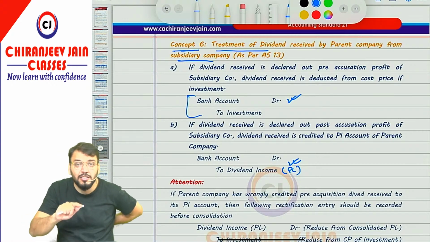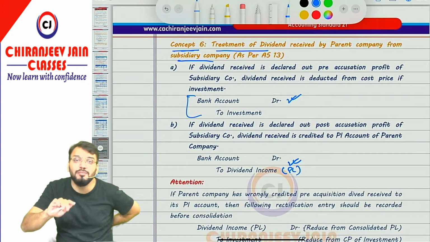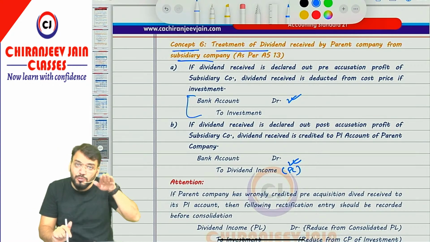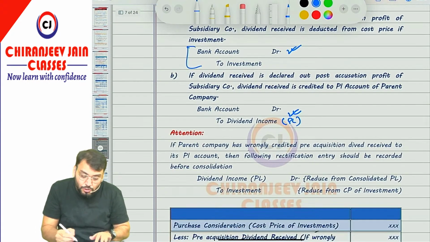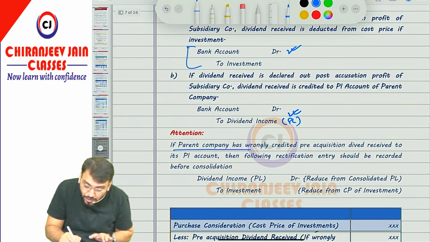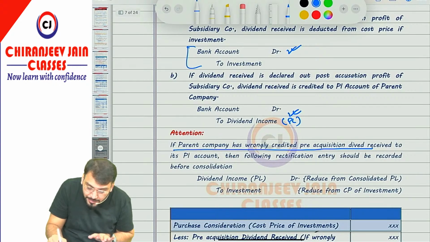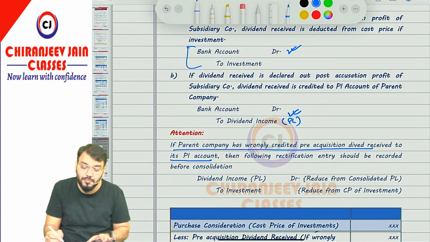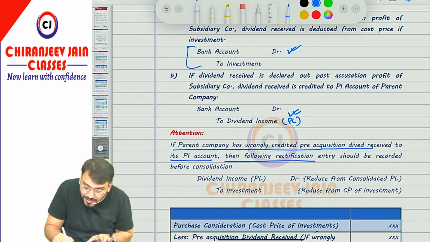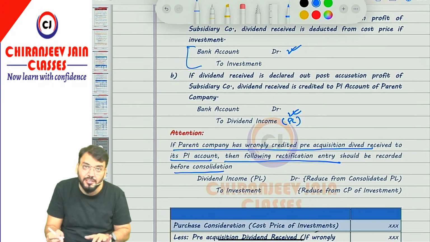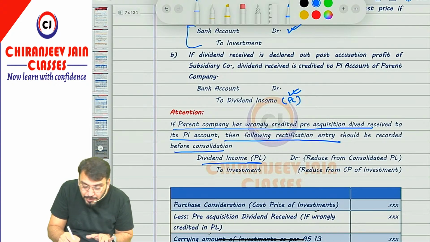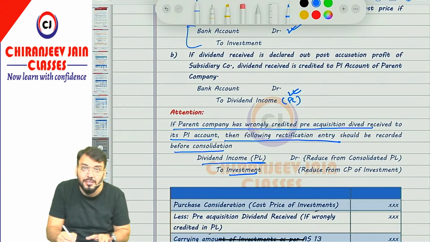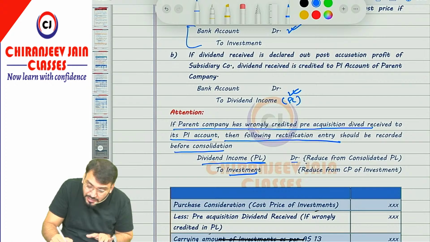So the correct journal entry: PL account debit to investment account. You reduce the profit of the parent company and you reduce the investment account also. If the parent company has wrongly credited the pre-acquisition dividend received to its PL account, then the following rectification entry should be recorded before consolidation: dividend income, which has already been transferred to the PL account, will be debited; PL account debit to investment. Debit means we reduce the consolidated PL.